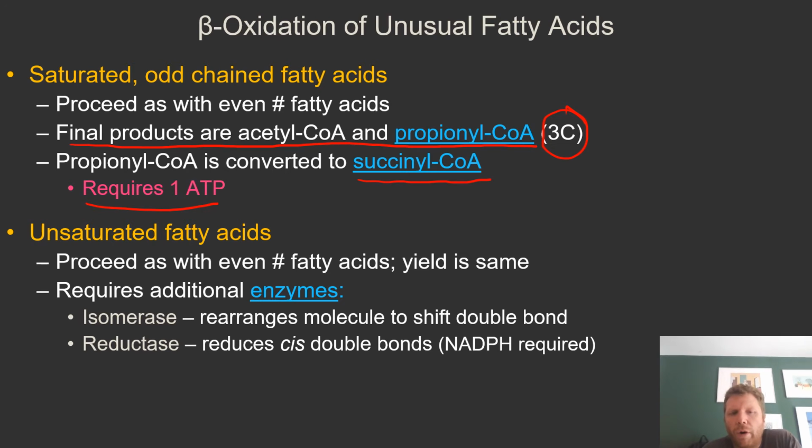This is going to require a couple of different enzymes, an isomerase and a reductase. An isomerase is going to rearrange a molecule to shift a double bond, and a reductase is going to reduce cis double bonds. You're going to require NADPH for that process.